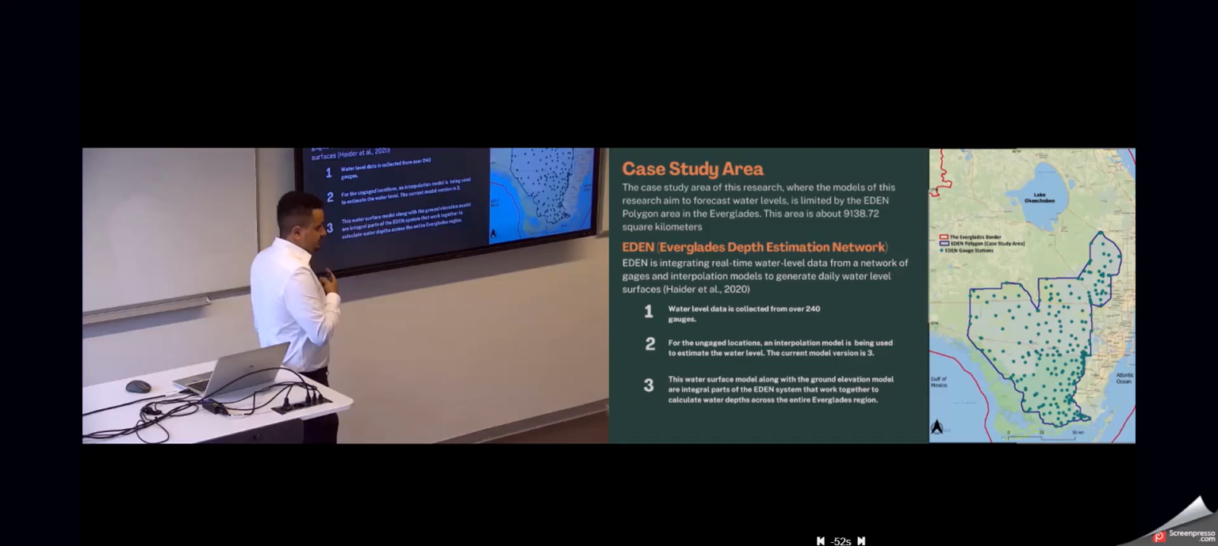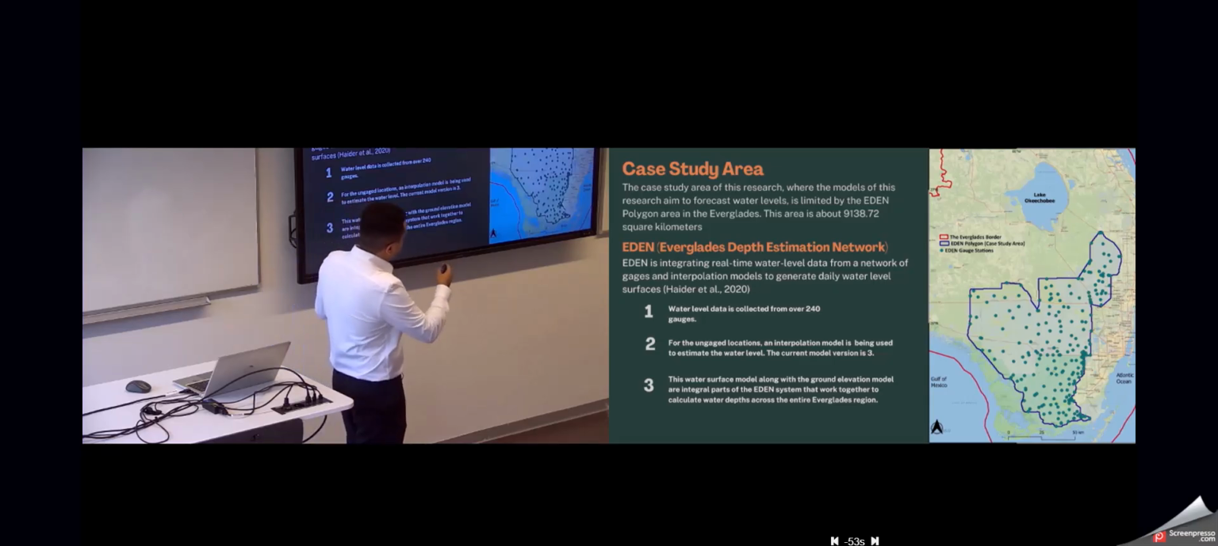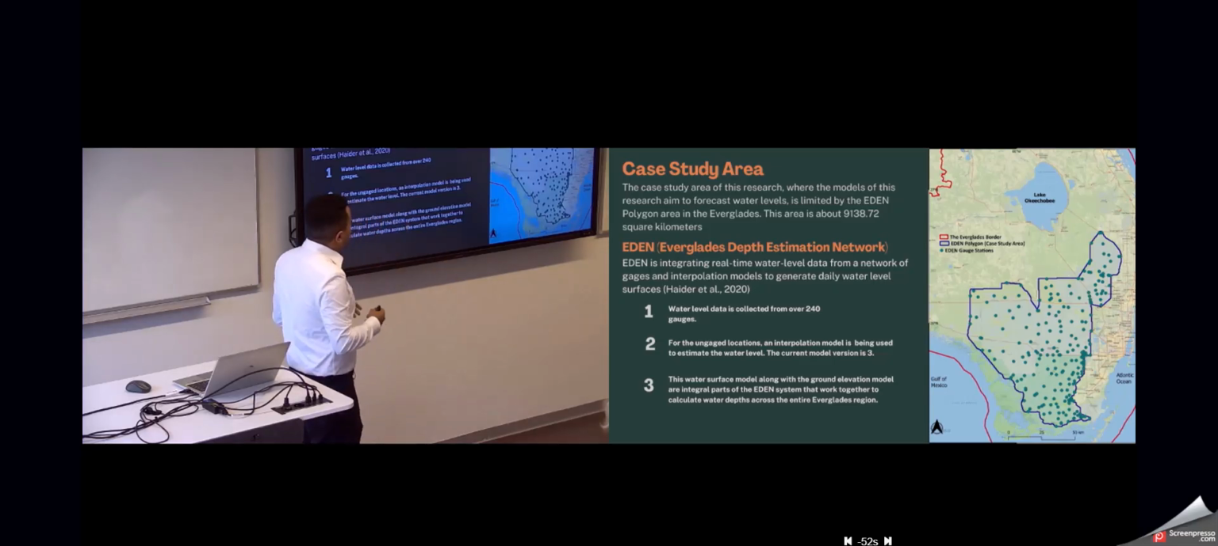And EDN stands for Everglades Depth Estimation Network, which is a project that generates daily water level surfaces by using a network of gauge stations, as shown in the map, and also by using interpolation models to estimate the water levels among the gauge stations.